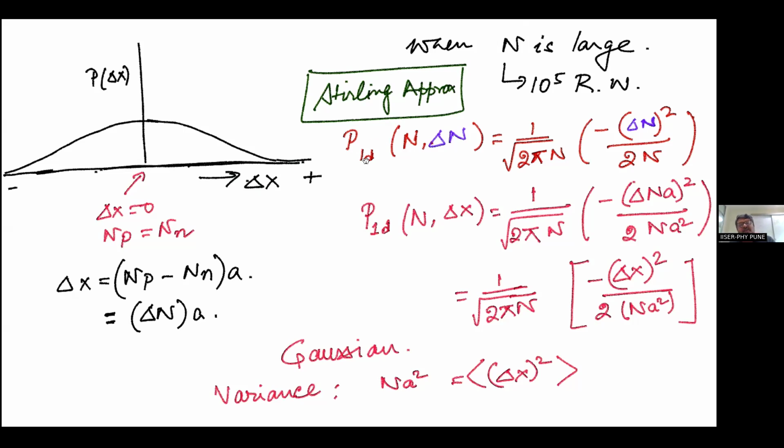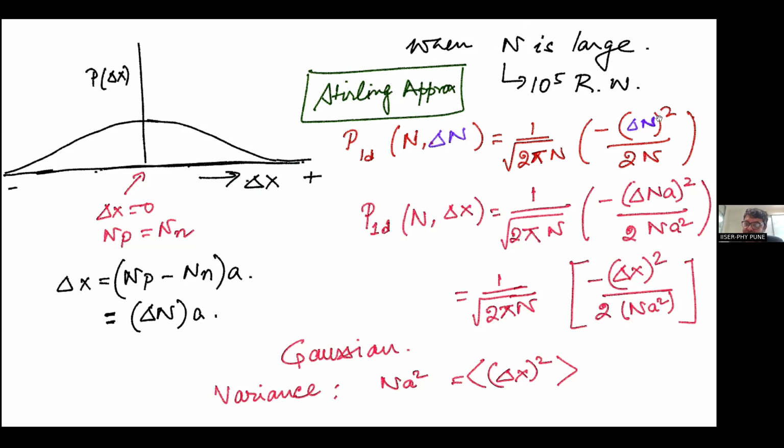So basically, the probability of a random walk with n steps for a particular value of delta n is, okay, I messed up the exponential here. There should be an exponential factor. I'm sorry. So 1 by root pi n e to the power minus delta n whole square by 2n. Right? That's a Gaussian. This is a function. It's a Gaussian in delta n.